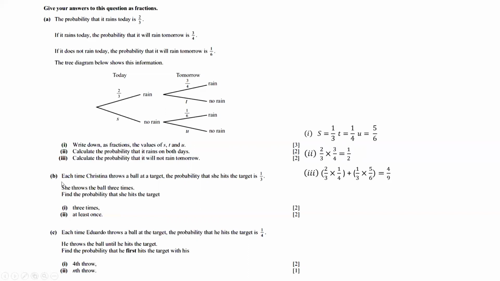Okay, now look at question B. Question B has nothing to do with the raining anymore. Look at this. Each time Christina throws a ball at a target, the probability that she hits the target is 1/3. That means if she hits a target, the chance is 1/3. So she throws the ball 3 times. Find the probability that she hits the target 3 times.